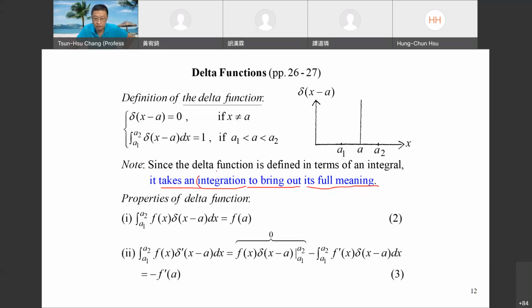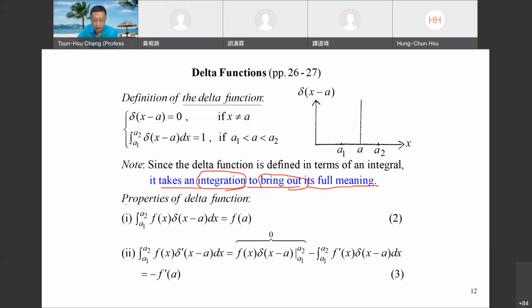要透过积分才能够把它的真正物理意义带出来。Which means the real structure of the delta function, we don't really care, but we care about the integration. After the integration, it should give us this property. That's the definition of the delta function.